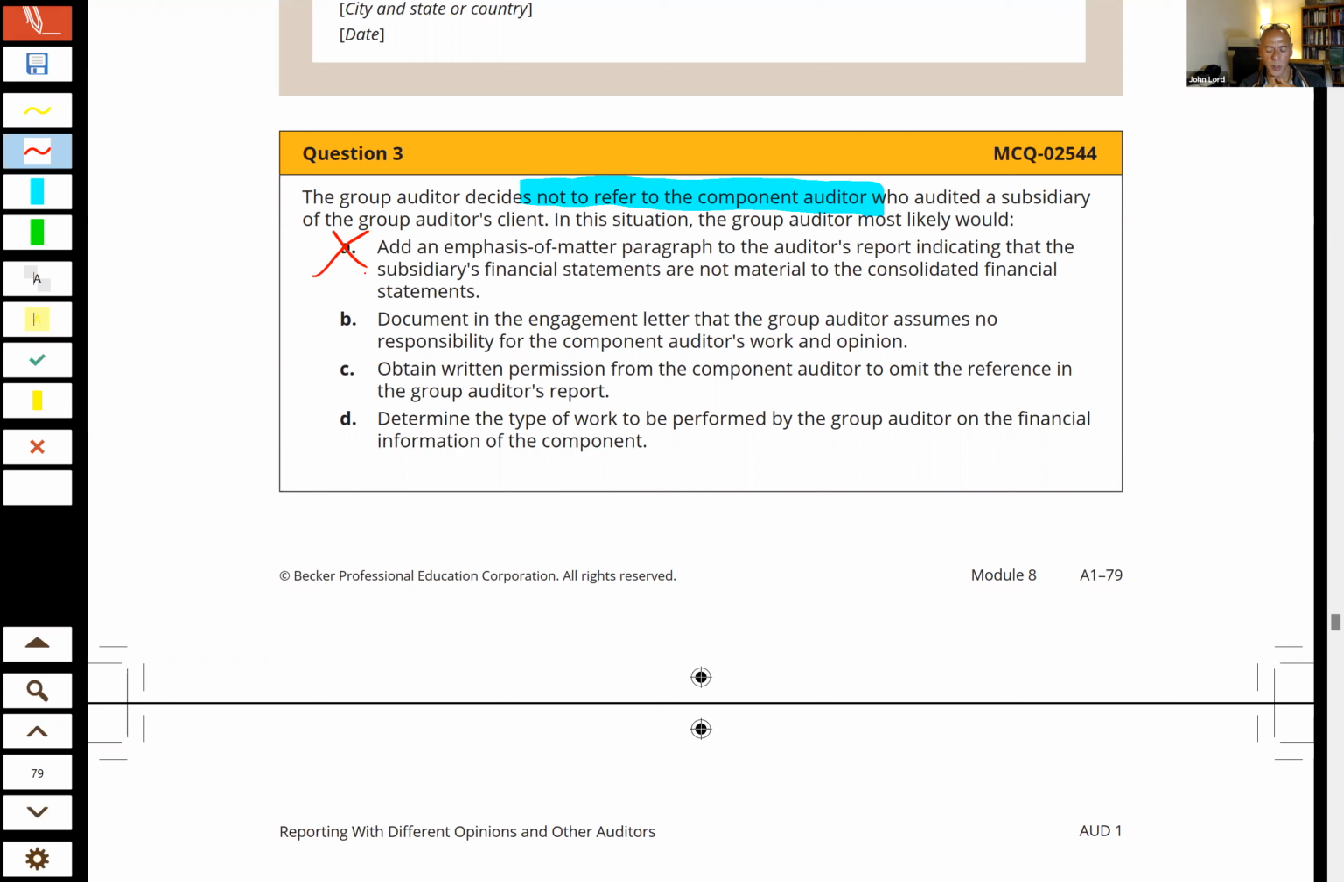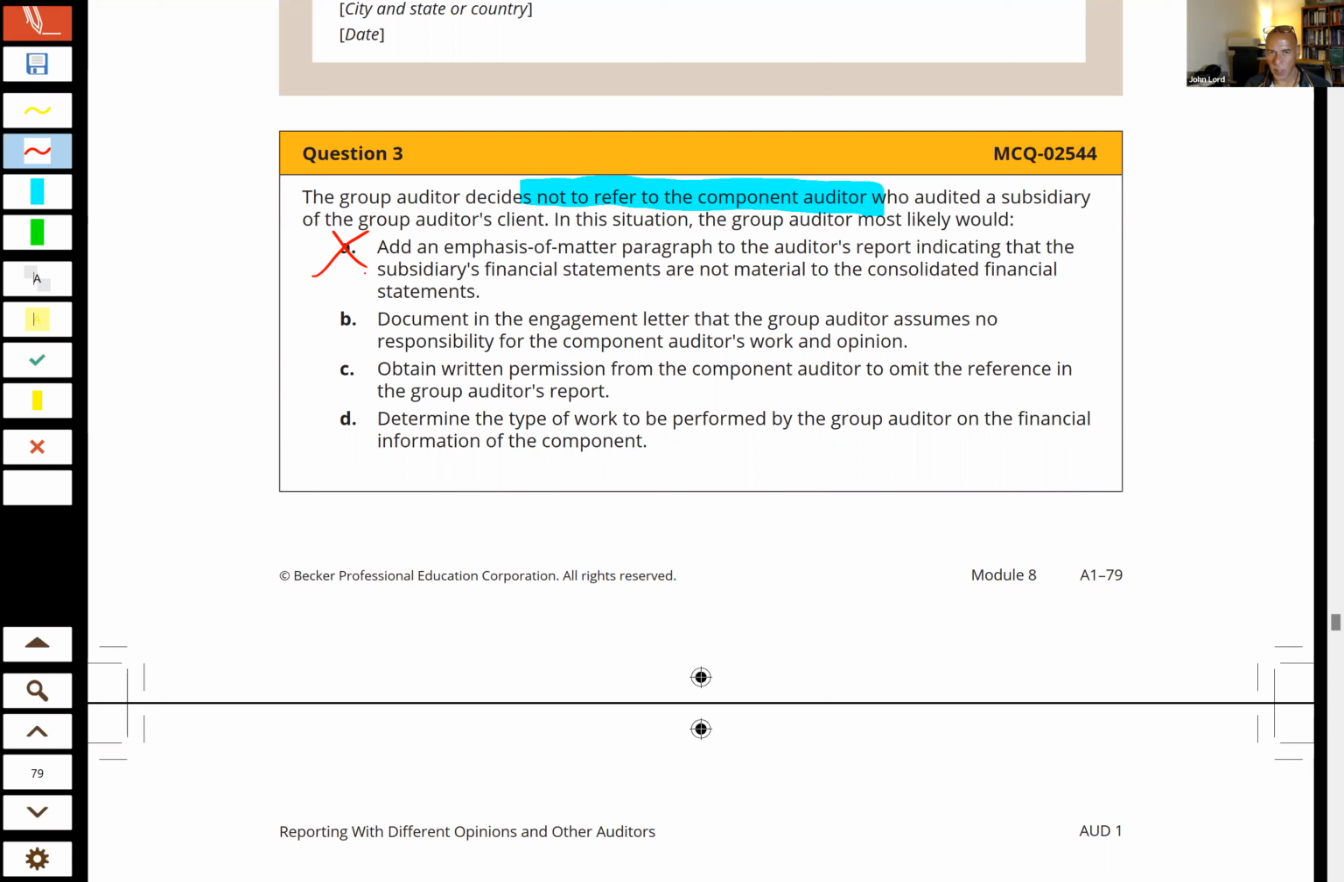You know, but choice A is talking about an explanatory paragraph that's talking about a subsidiary that's not material. Again, we don't clutter up our audit reports with things that are not material. So that makes no sense. But also you have to read the frame of the question, which is indicating how would you alter the report for this component auditor? And if you don't refer, there's no discussion.